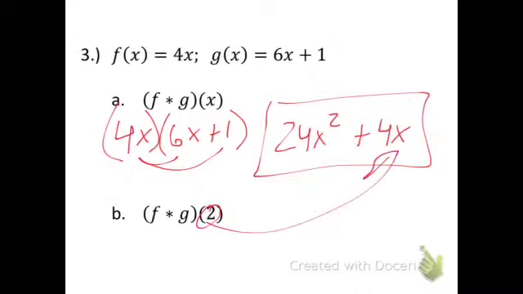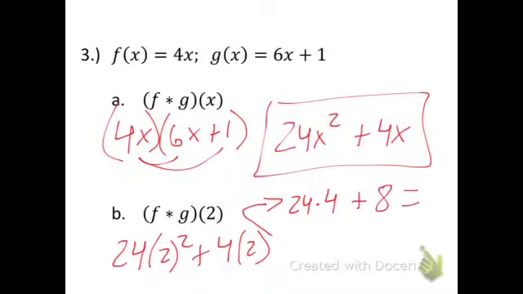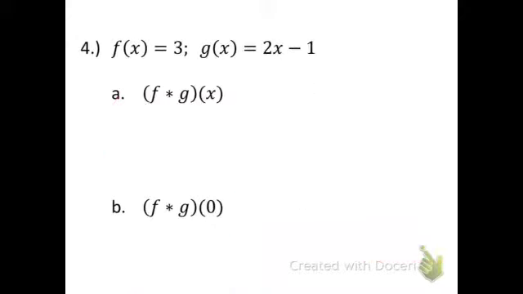Take 2, put it in for x there and x there. Put it into both of them to figure this one out. Remember to always do exponents first. So do 2 squared first. That's going to get you 24 times 4, add 4 times 2 is 8. 24 times 4 is 96, add the 8. You're looking at 104 for your answer there.